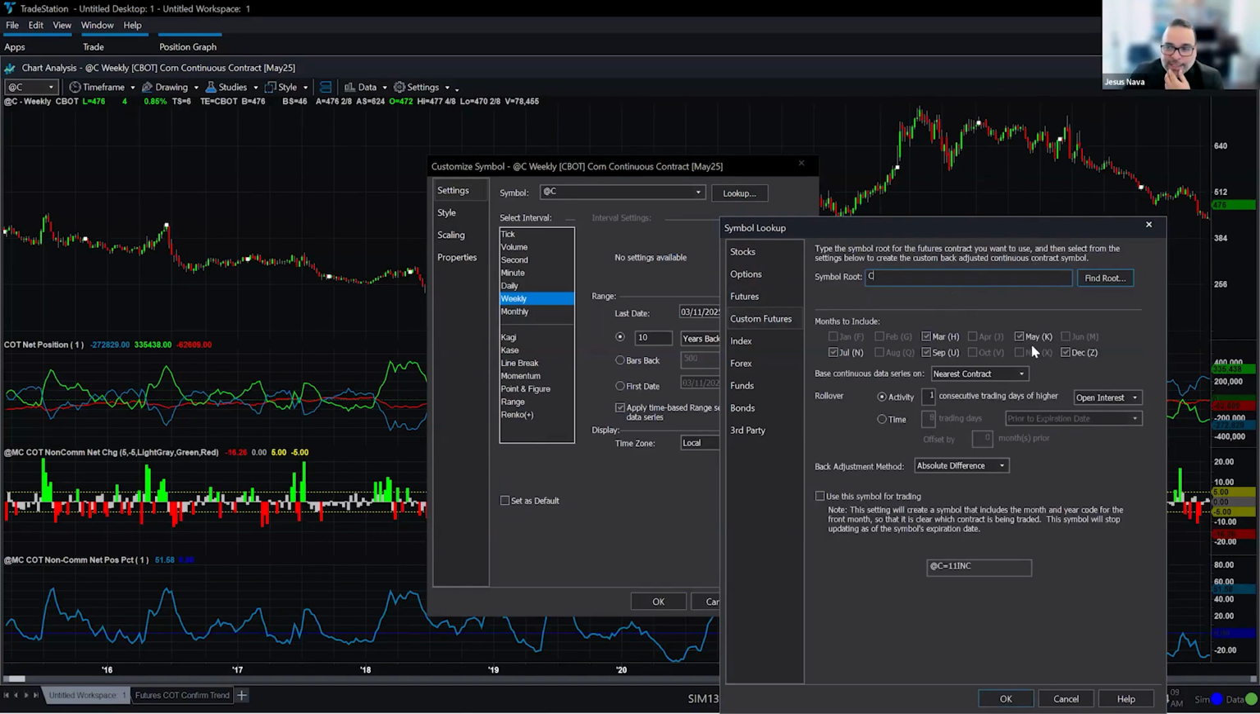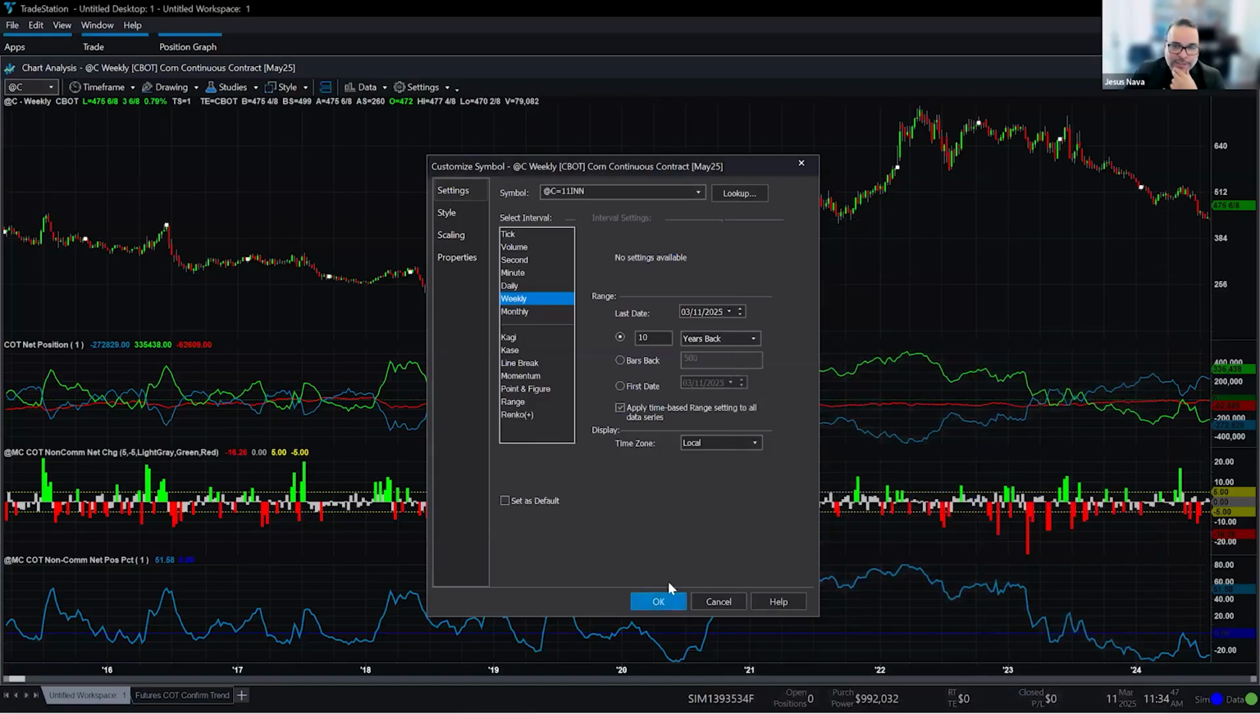When I put in the C, it's going to tell me the expiration months of that commodity. In this case, corn expires March, May, July, September, and December. I'm going to leave all the expirations checked. The only thing I'm changing here is the back adjustment method. Instead of using an absolute difference, which is what we saw on the continuous, I'm going to do an unadjusted. Unadjusted means don't mess with the price, leave the historical contracts the way they are, even if it generates gaps. I'm going to click OK, and then put this on the chart.